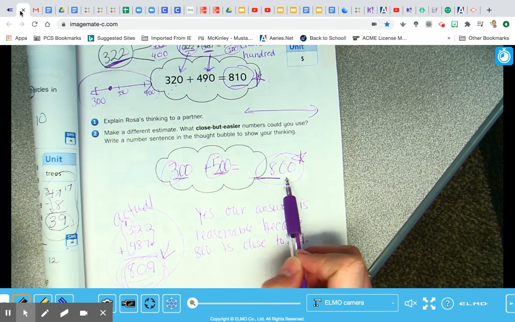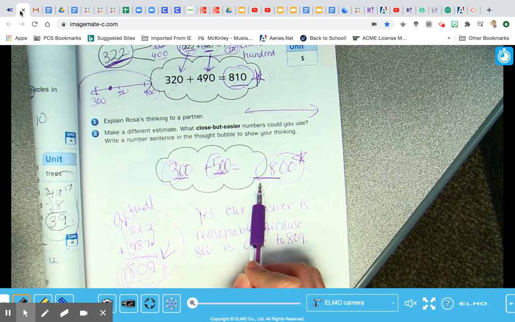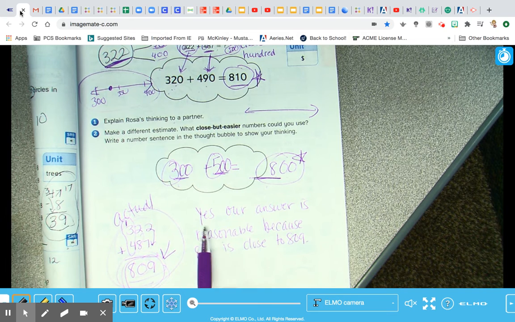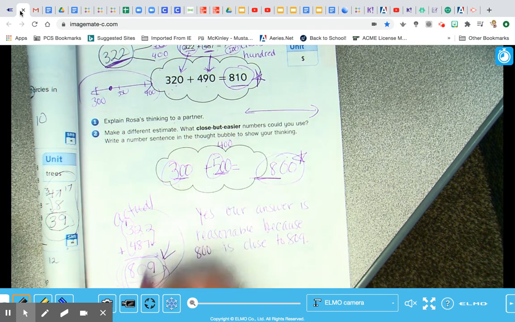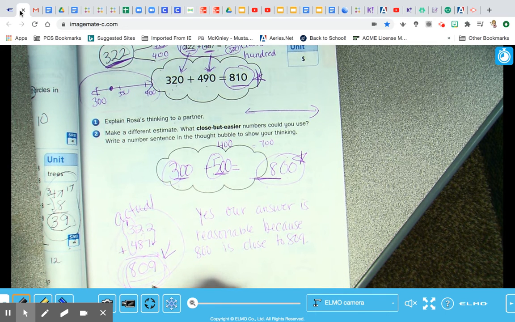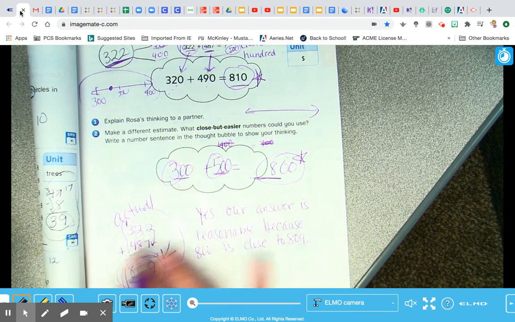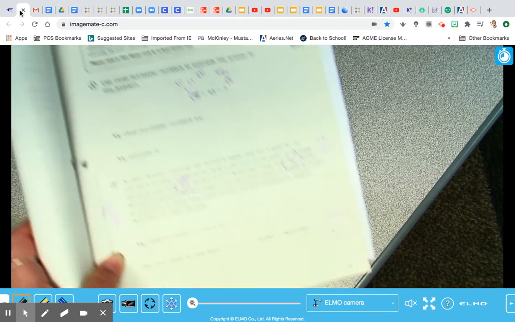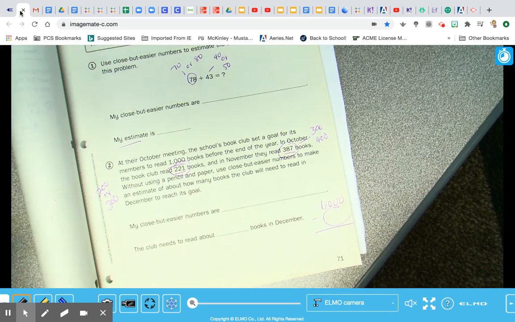My estimation after we rounded to the nearest 100 was 800, and hers was 810. So guess what? That's really close. Yes, our answer is reasonable because 800 is really close to 809. If I chose to put 400 here instead, my answer would be 700. So 700 and 809, those are super far away. Those are not reasonable answers. If your answers are close, then they are reasonable. Okay, that makes sense.